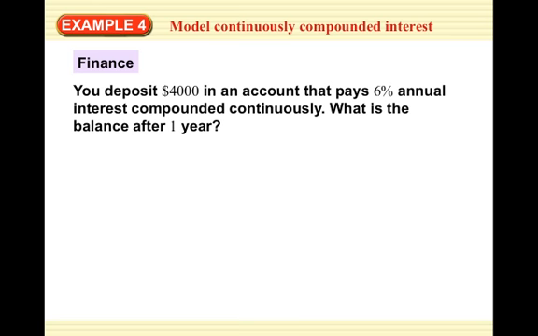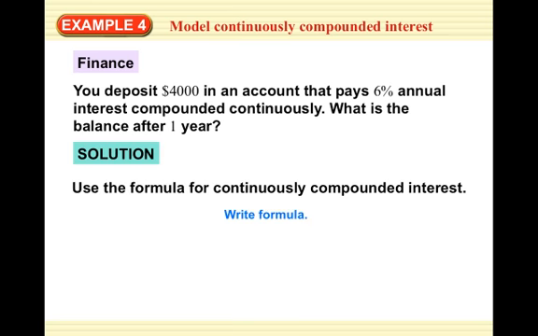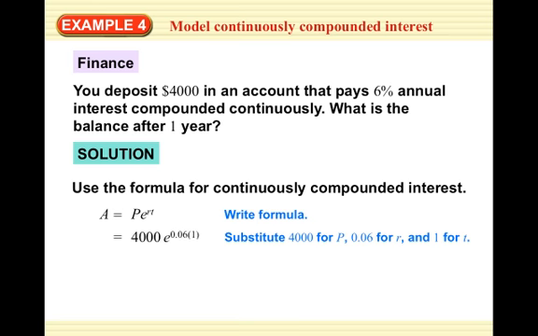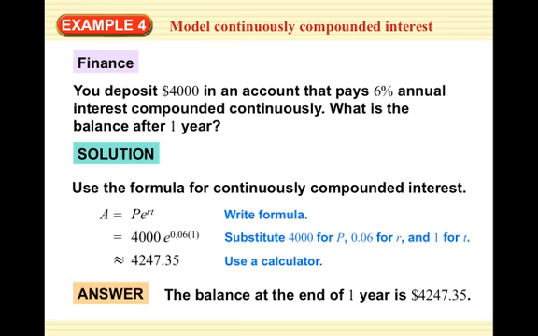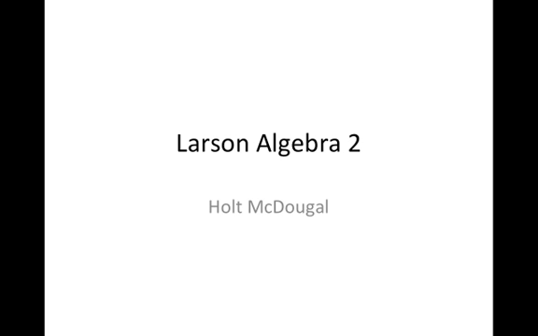Okay, so you deposit $4,000 in an account that pays 6% annual interest compounded continuously. So you want to use the formula with e if it's compounded continuously. What is the balance after 1 year? All right, so we're going to use our A equals P times e to the rt formula. We're going to substitute 4,000 for P, 0.06 for r, and 1 for t because we're interested in just 1 year. So use your calculator and you get that it is equal to approximately $4,247.35.